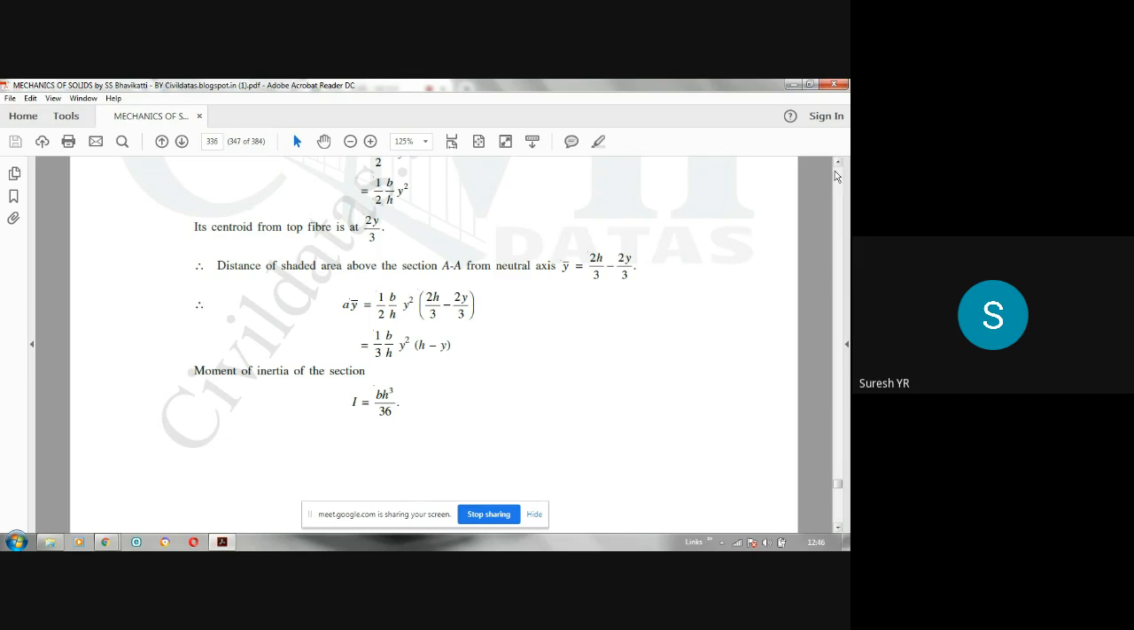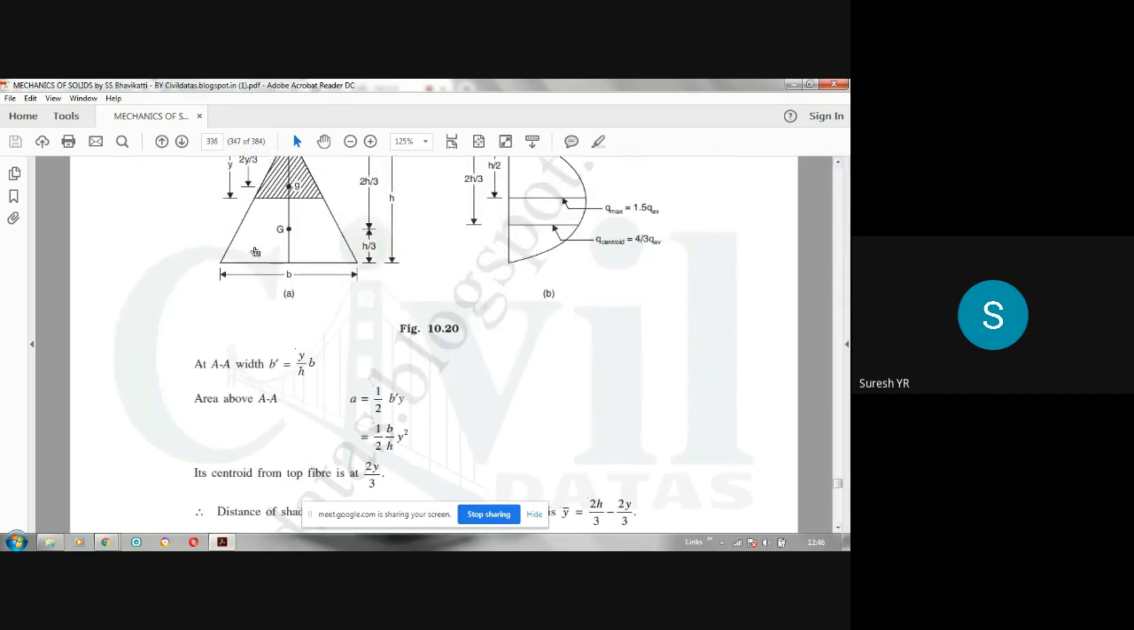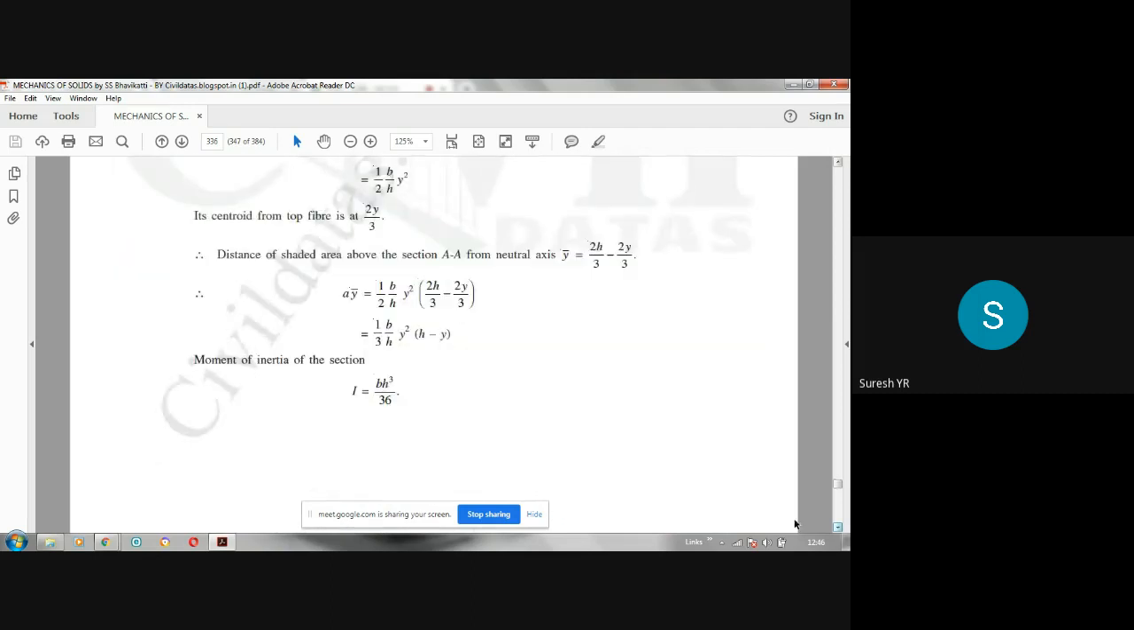Now moment of inertia of triangular section about the neutral axis. Neutral axis means centroidal axis. You know that it is bh cube by 36, standard formula. You should remember that. Moment of inertia of this triangular section about this centroidal axis or the neutral axis is bh cube by 36, standard formula. About the base it is bh cube by 12. About the centroidal axis it is bh cube by 36. So that I value you have to use, bh cube by 36. Now you can substitute in that formula.